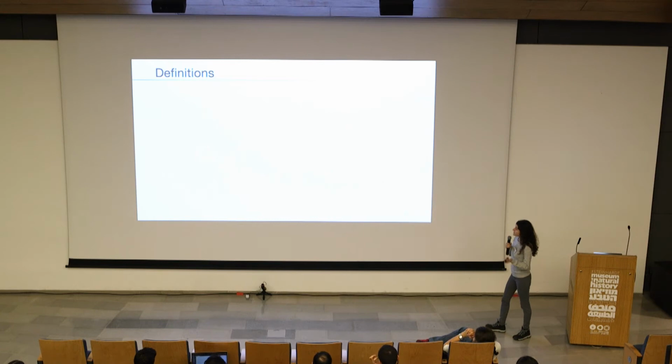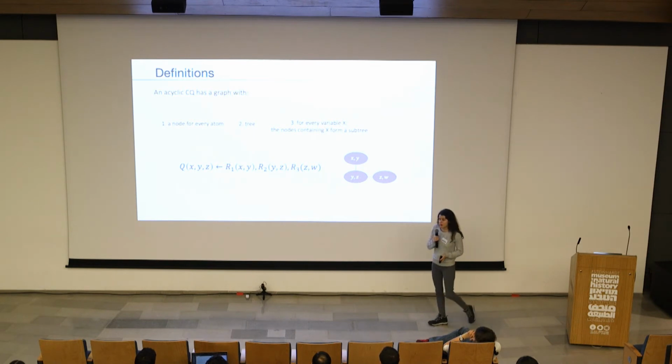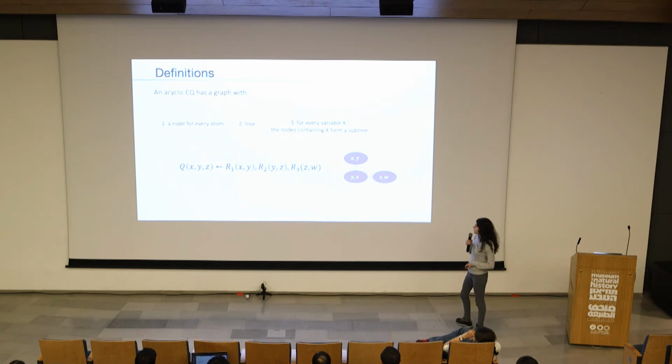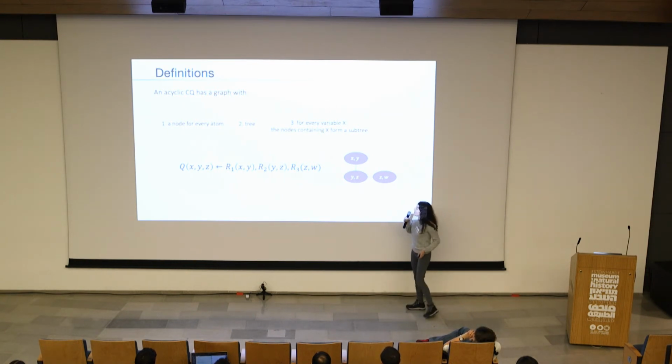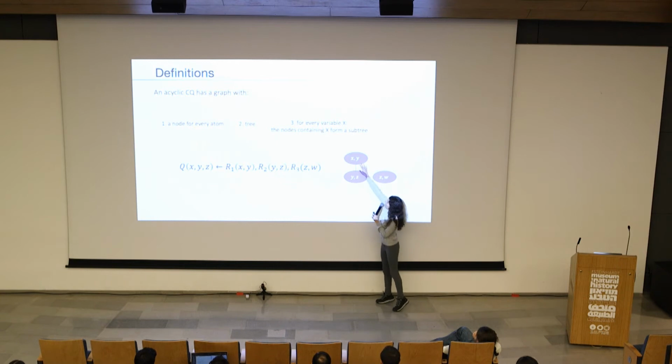So to understand this, we need some definitions. An acyclic query, like this one over here, is a query that has a graph that represents it that satisfies these three properties. It has a node for every atom of the query. It's a tree. And for every variable of the query, if we only look at the nodes that contain this variable, we know they appear in a connected part of the tree. So for example, you won't have y here and here, but not in the middle.